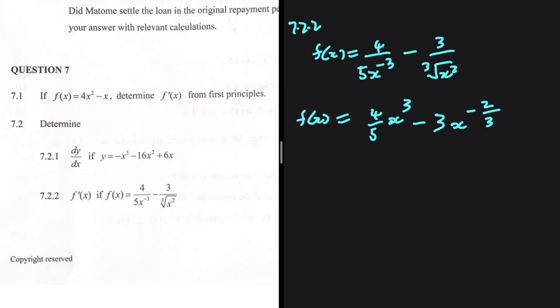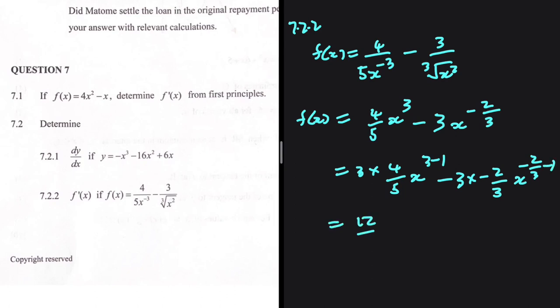We can go ahead and use the power rule. So we're going to have 3 multiplied by 4 divided by 5, x to the power 3 minus 1, minus 3 multiplied by minus 2 divided by 3, x to the minus 2 divided by 3 minus 1. This is equal to 12 divided by 5, x to the power 2 plus 2x to the power minus 5 divided by 3. We're supposed to sketch a cubic function given the following properties.